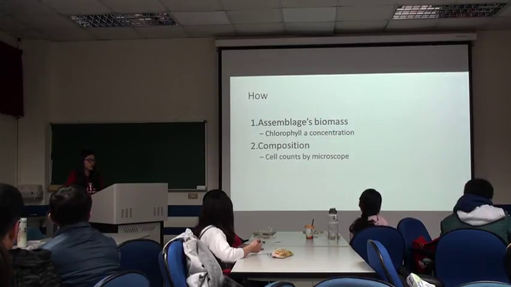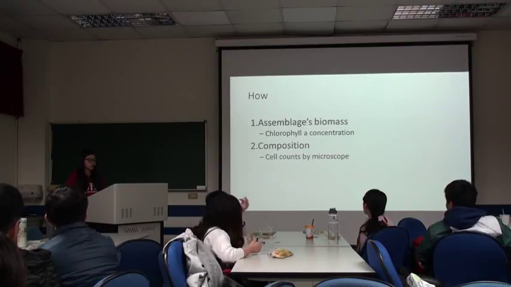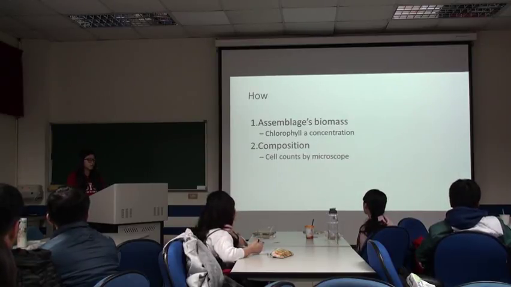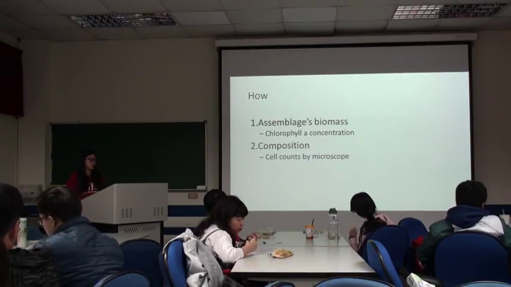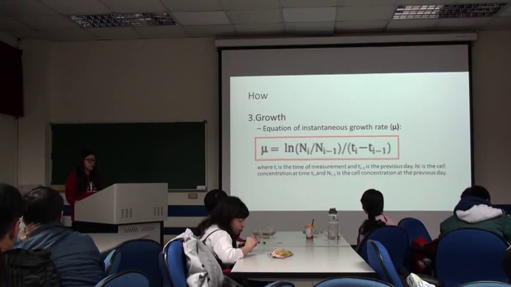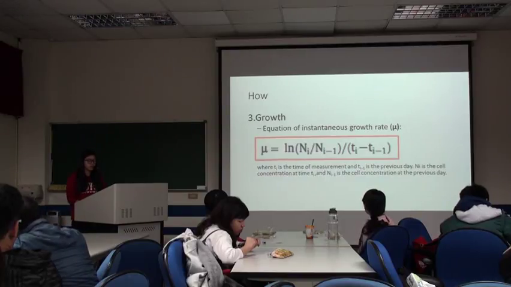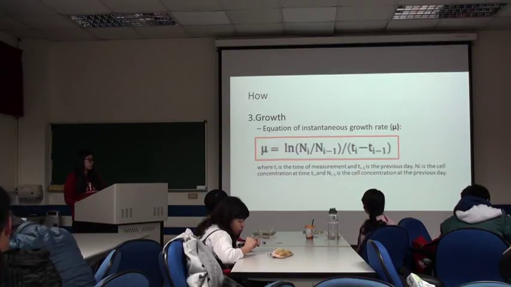And how did we get the data? First, we measured chlorophyll A concentration to obtain the assemblage biomass. And second, to know the composition, we did cell count by microscope. Third, the author set an equation to calculate the growth rate. And this is the equation.